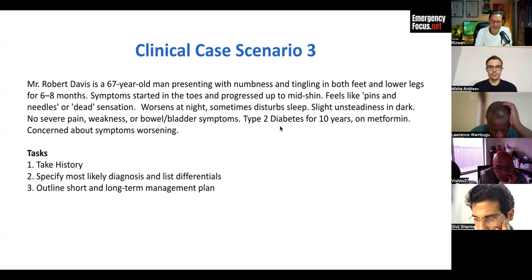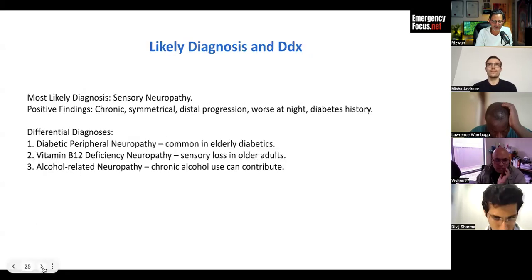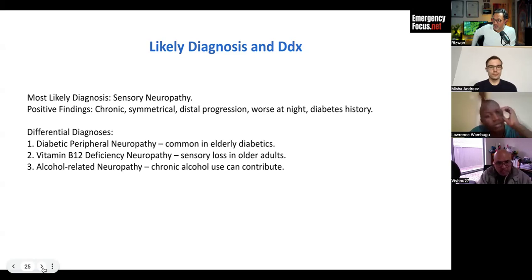He has had type 2 diabetes for the last 10 years, and he's currently on metformin. And he's concerned about his symptoms worsening. You need to take the history, come up with the most likely diagnosis and a reasonable list of differentials, and outline the short and long-term management plan. So here's the likely diagnosis. Most likely diagnosis, sensory neuropathy, owing to poor control of diabetes.